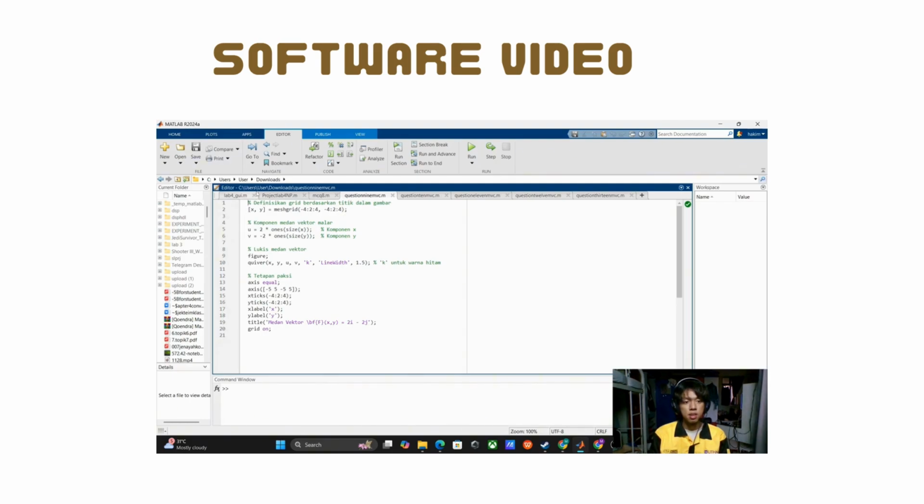For question 9 in MATLAB, we use the quiver function to draw the field over a grid from -4 to 4. So here u equals 2, v equals -2 at every point. So all arrows have the same direction and length.